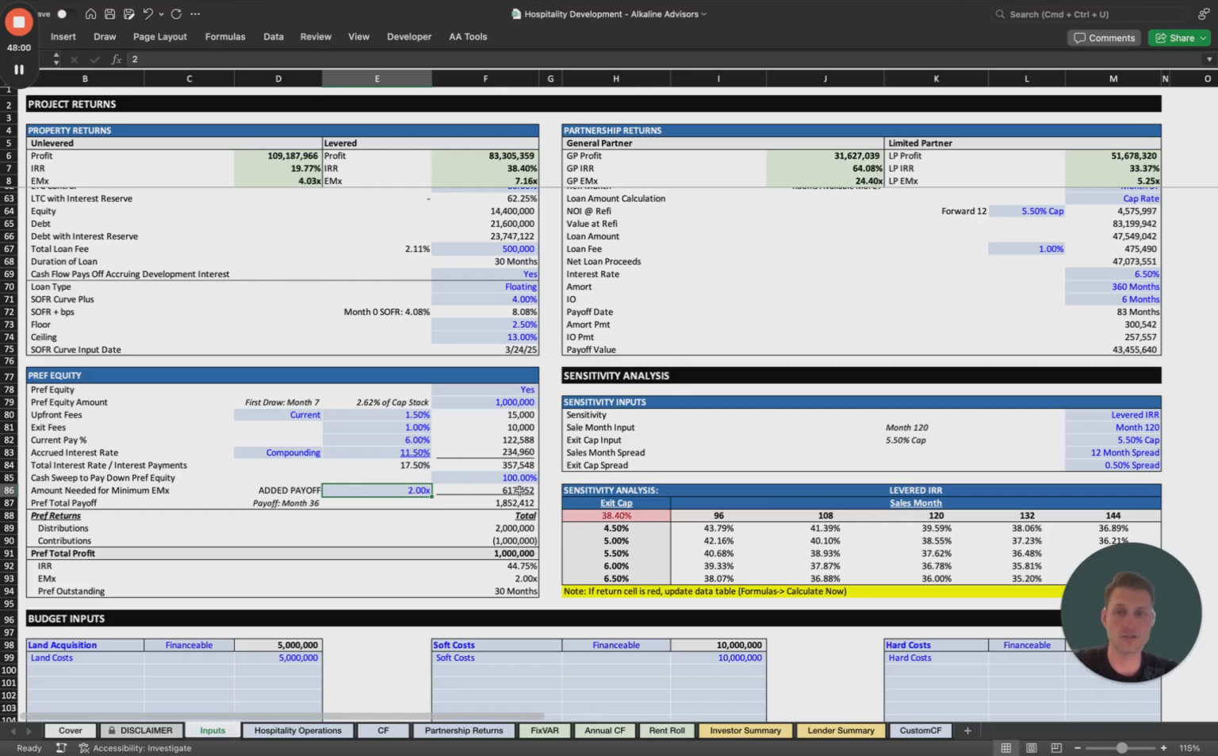$617,000 additional payoff needed, so added payoff. If there wasn't a minimum equity multiple, in this scenario we're achieving a 1.38 equity multiple. So there is no minimum required. If we have this 1.4, for instance, we need an additional 17,000, and that all flows through, and that'll bring us to that 1.4. But let's keep this one for now.